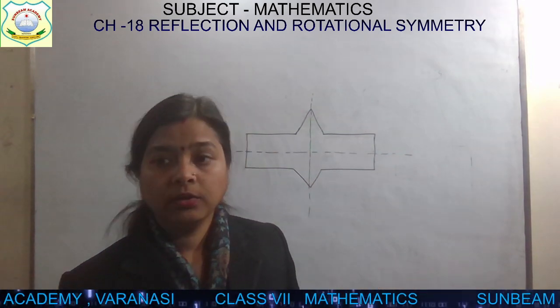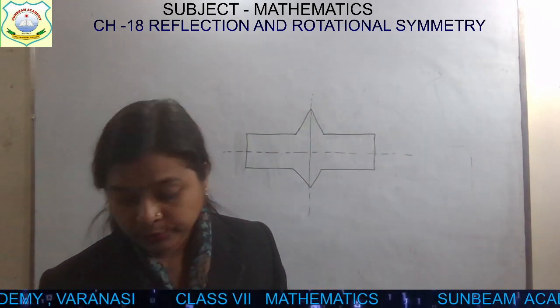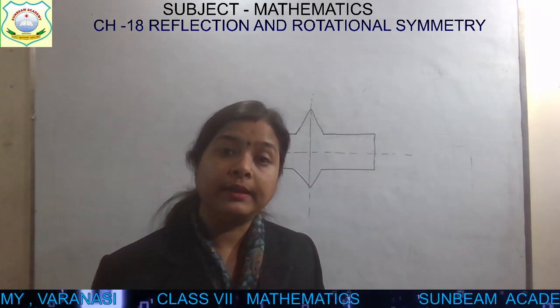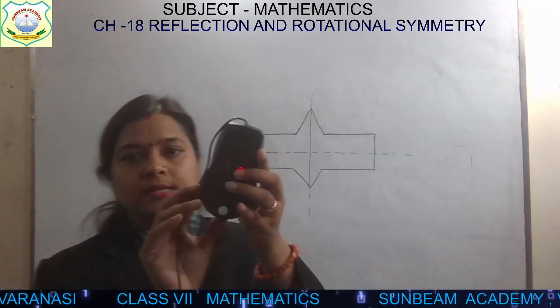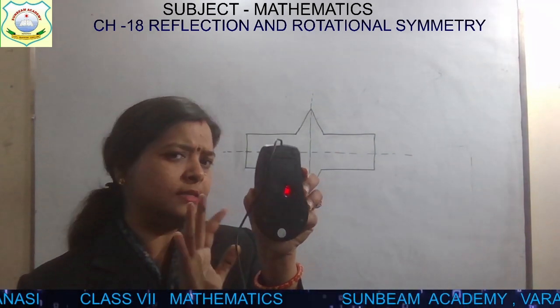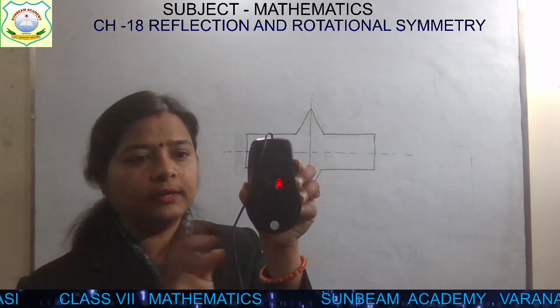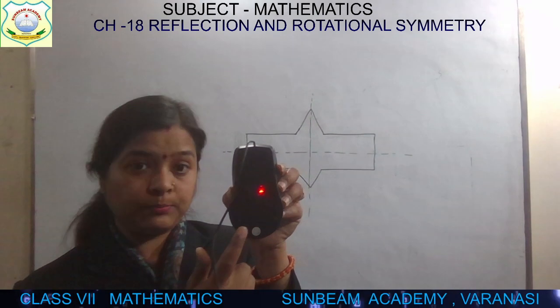Okay. So what I wanted to tell you is, if you have any object, then how many times will you get the same figure? See this. This is the mouse. Now how many times will you get the same figure? See, I am going to rotate it. This is the original position. ये original position है, ठीक है? हमें वापस इसी position पे आना है.